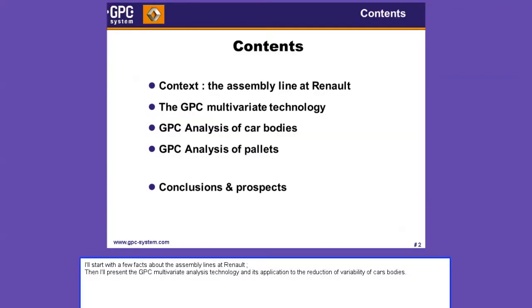I'll start with a few facts about the assembly lines at Renault, then I'll present the GPC multivariate analysis technology and its application to the reduction of variability of cars' bodies.